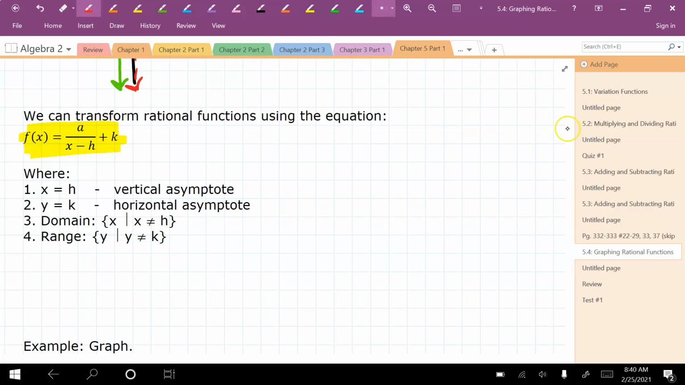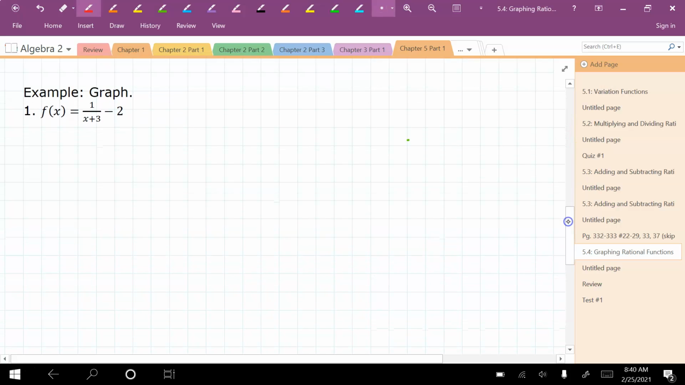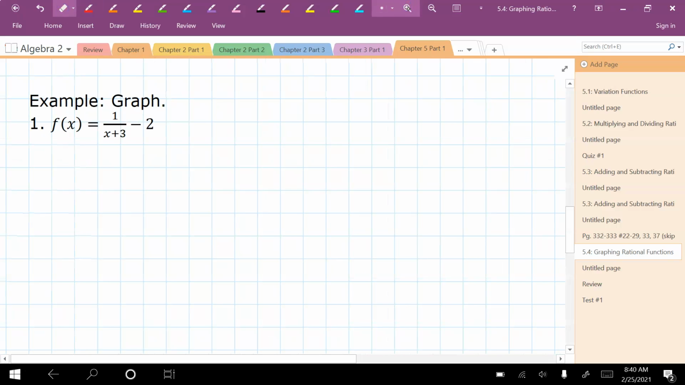So let's take a look at an example here. Underneath this one, you guys should see f of x equals 1 over x plus 3, minus 2. Okay, so I'm going to start with your vertical asymptote. I'm going to abbreviate it with VA for vertical asymptote. You guys can abbreviate as well, you don't have to write that all out. But remember, your vertical asymptote is where your x value equals h.